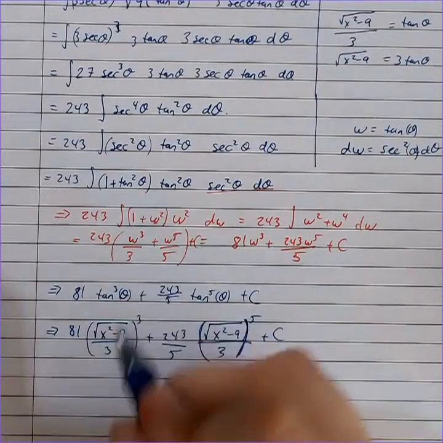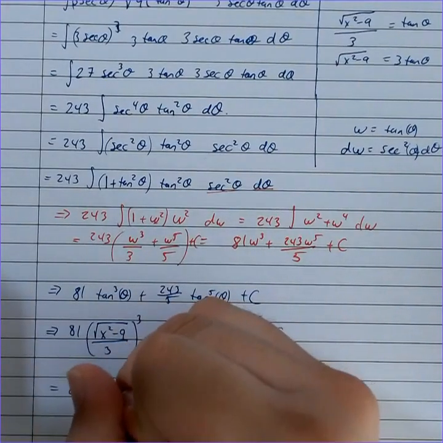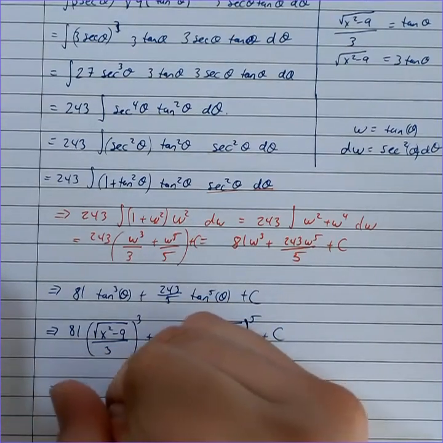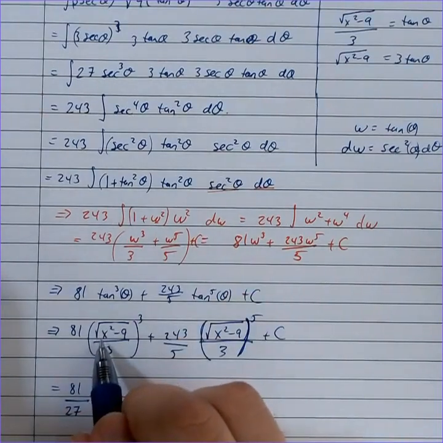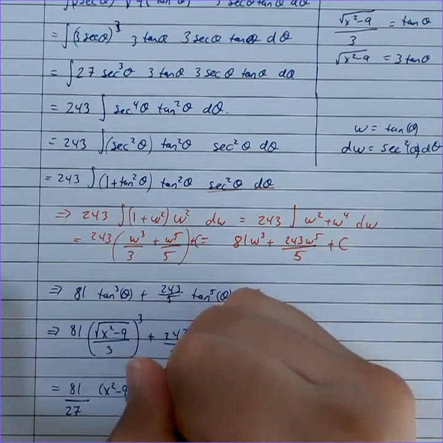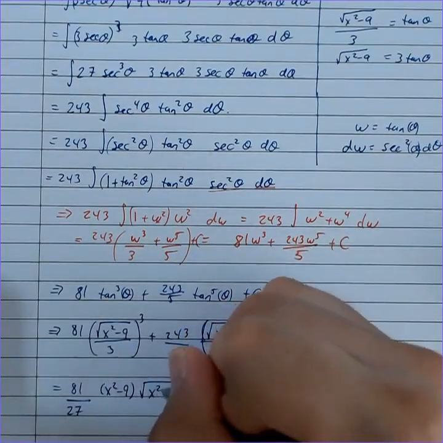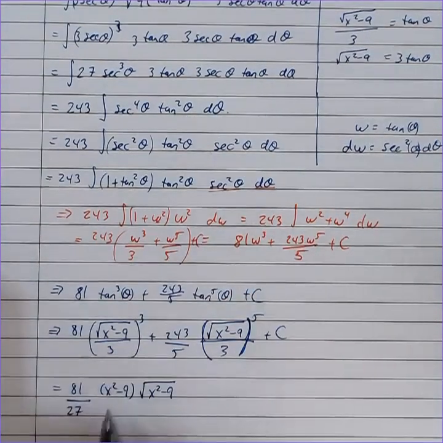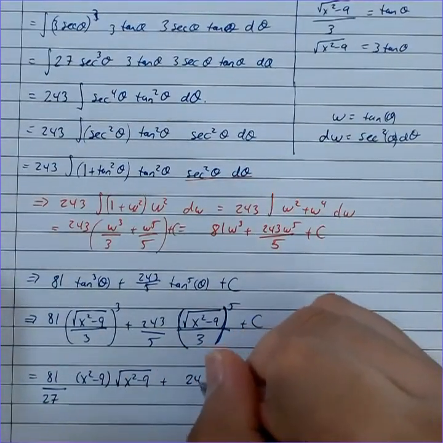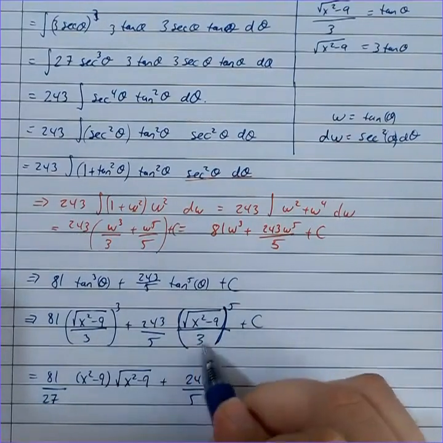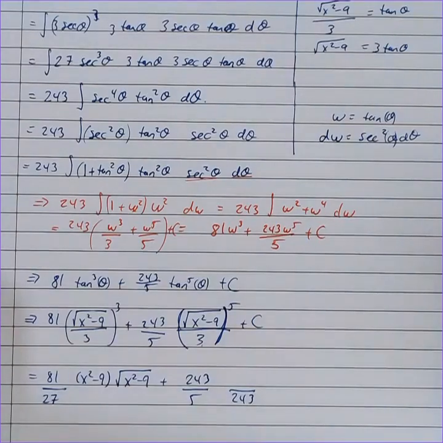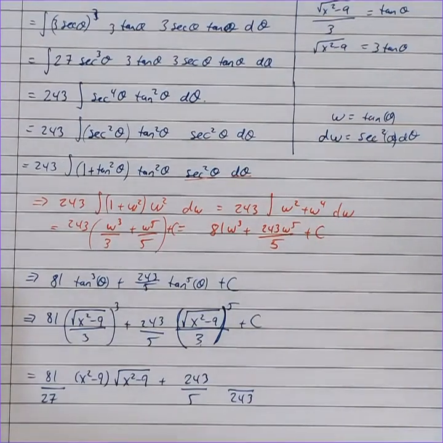Things start to simplify out now. We can write this as 81. Here, 3 to the third power, that's 27, so that'll be over 27. If I take the square root of x squared minus 9 to the third power, that'll give me x squared minus 9 times the square root of x squared minus 9. All right, 2 of those make it so that the square root goes away, and there's 1 left over, plus 243 over 5. 3 to the fifth power, that's going to be 243, which is nice. That'll make everything completely go away. Well, actually not everything. Your denominator is still left.